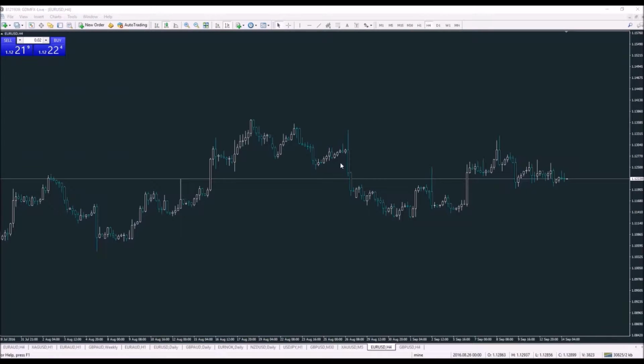Looking at these charts, right now the presentation will be on the euro versus the dollar as a preferred currency pair among traders. We're going to be using today the momentum indicator, which is in the MetaTrader 4, the so-called momentum oscillator.